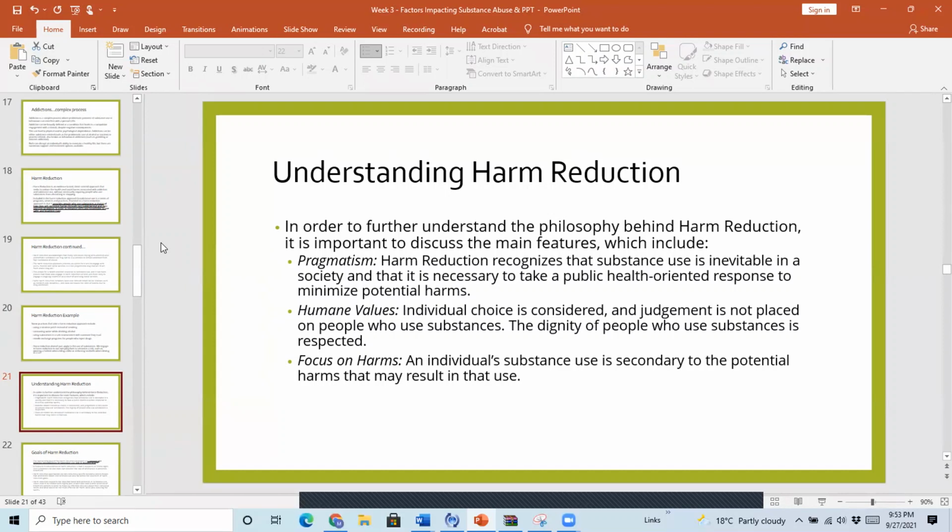So, a couple of main features of harm reduction. One, it's pragmatic. It recognizes that substance use is going to happen, but how can we do it in a way that minimizes potential harms? Two, humane values. We try to avoid being judgmental toward people who are using substances. And three, we focus on the harm. We look at all the different ways that somebody can harm themselves by using this substance or partaking in this behavior, and we try to reduce it.